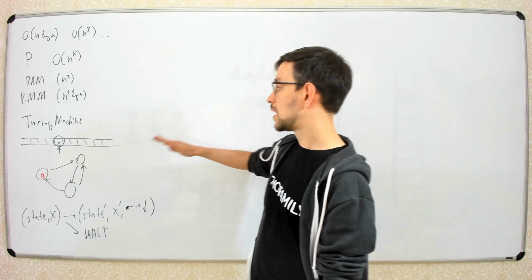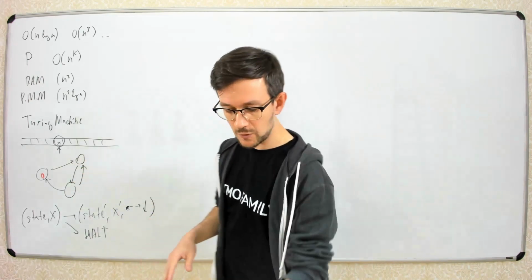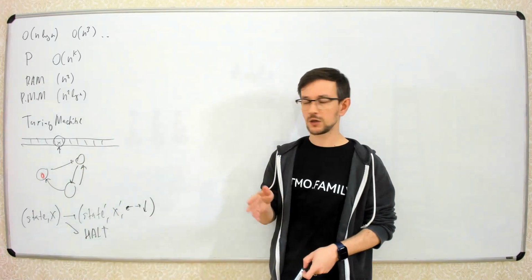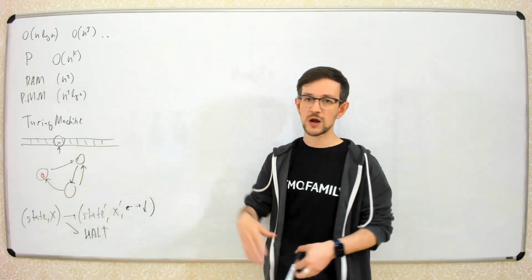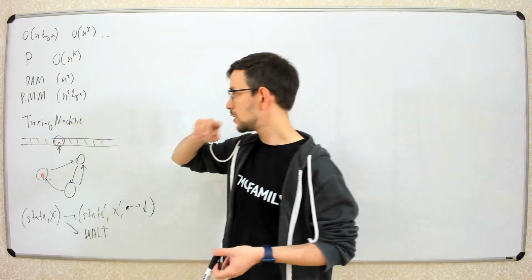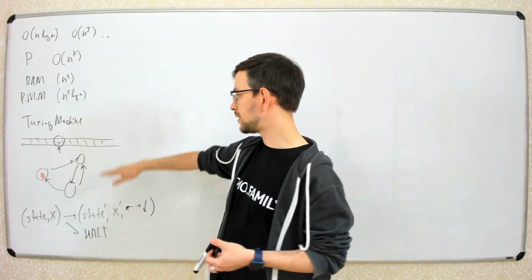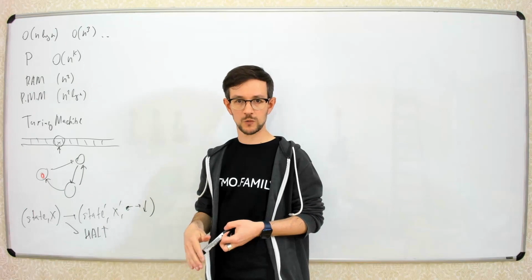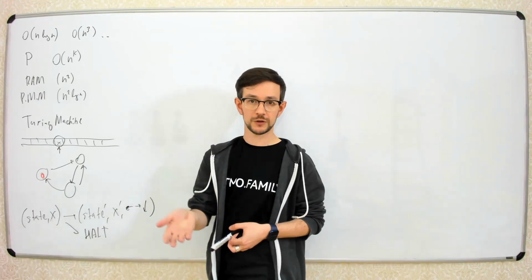Now, this computational model is very simple, but it still maintains this property. If you can solve your problem in the RAM model in some polynomial time, you also can solve the same problem in a Turing machine in polynomial time. The polynomial will be different.